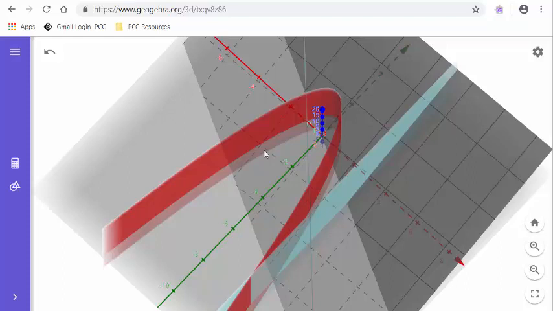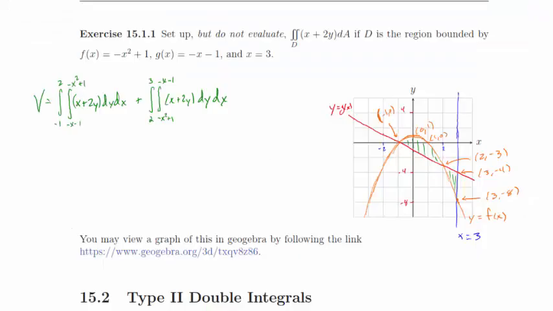All right, but we're, again, not evaluating this. All we wanted to do is set it up. So that's our type 1 integrals. Now let's look at type 2 and discuss why it's easier to set up type 2 integrals, or what kinds of functions we're going to see that are easier to set up as type 2.